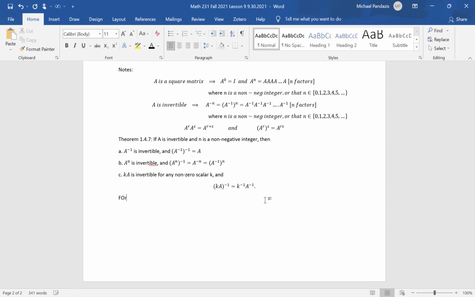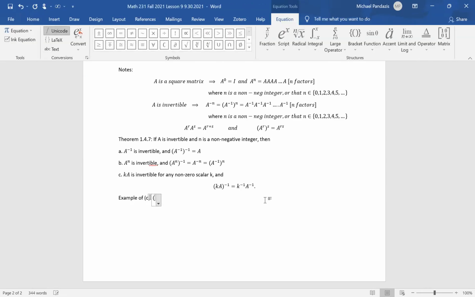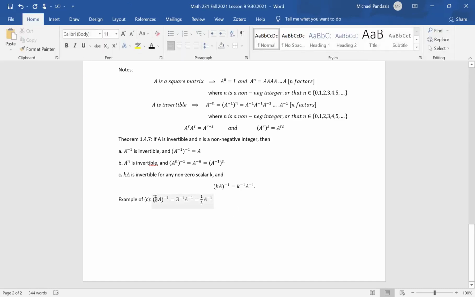Okay, so an example of C would be the inverse of, let's say, 3A. Not being specific about it, if you want the inverse of 3A, it would be the multiplicative inverse of 3 times the inverse of A. The multiplicative inverse of 3 is 1/3, so it's 1/3 times A inverse. So the inverse of the matrix 3A is 1/3 times A inverse. That's an example of what you do with the constant at the end.